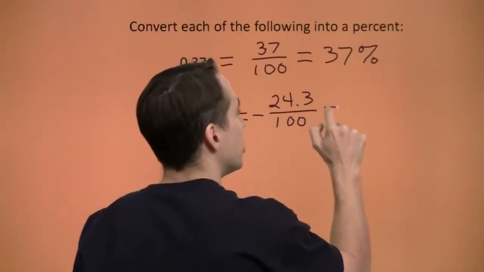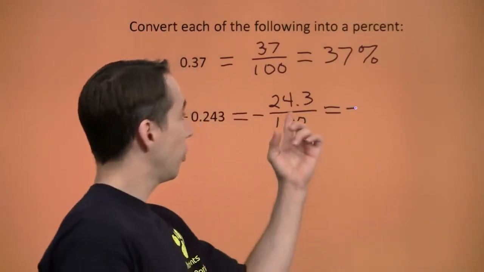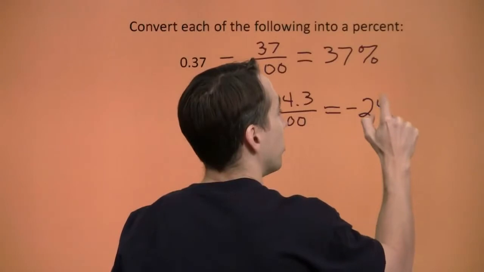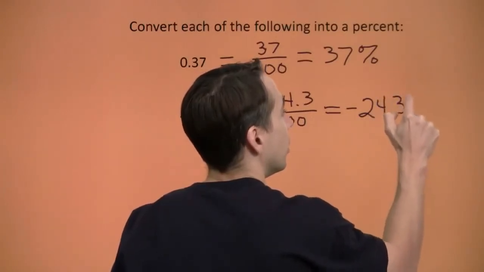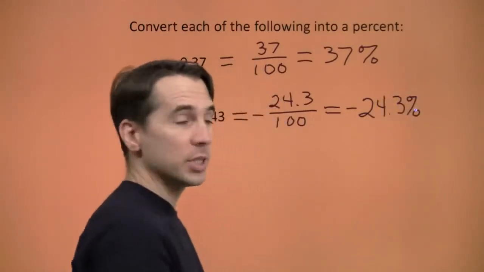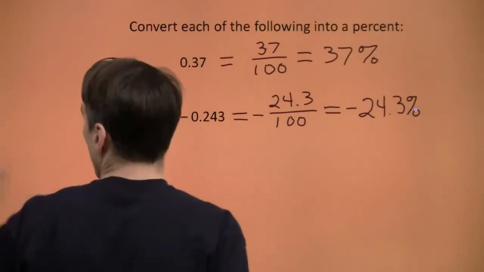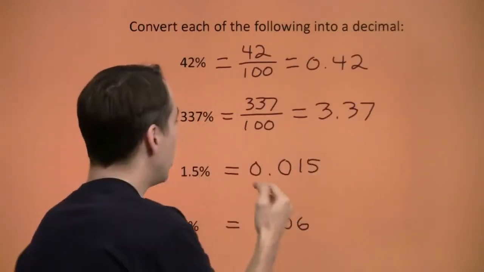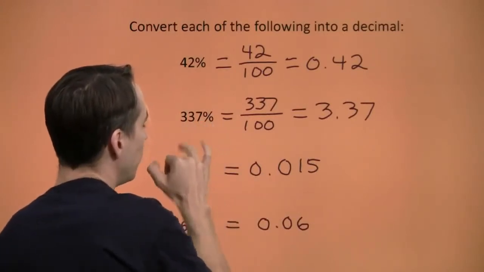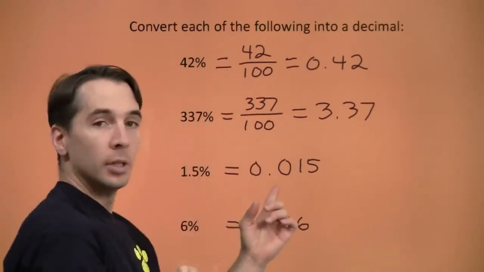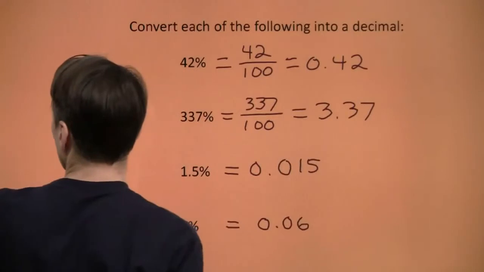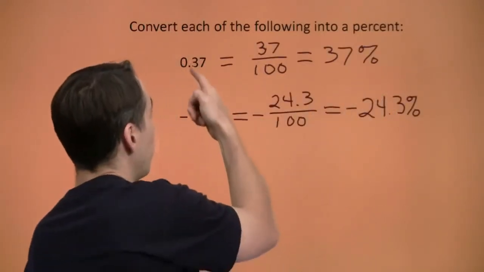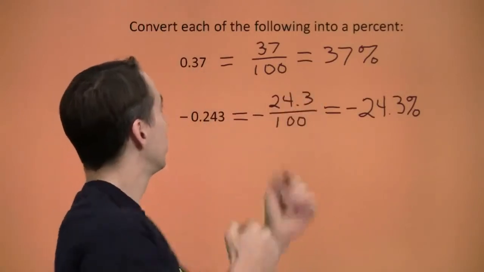Now going the other direction here, 24.3 per 100, that's a percent, 24.3%. And now we see what we're doing here. Back here, to turn a percent into a decimal, all we did was take the decimal point and move it 2 places to the left to get our decimals. Now to turn a decimal into a percent, we move the decimal point 2 places to the right.